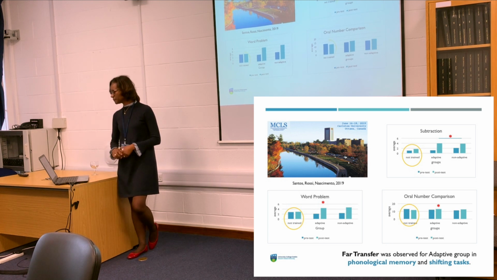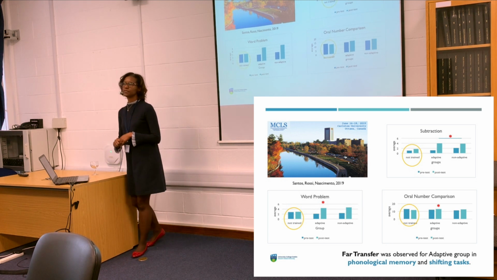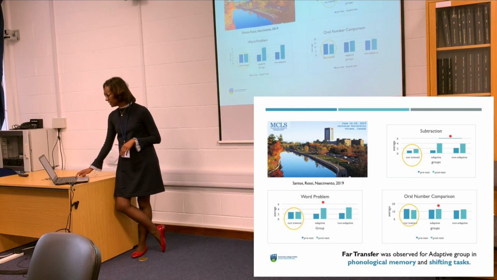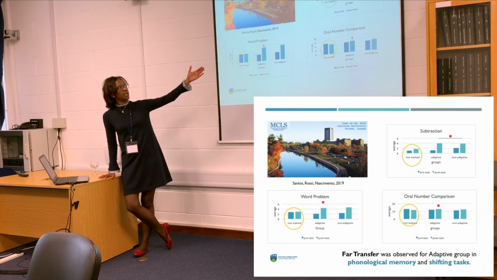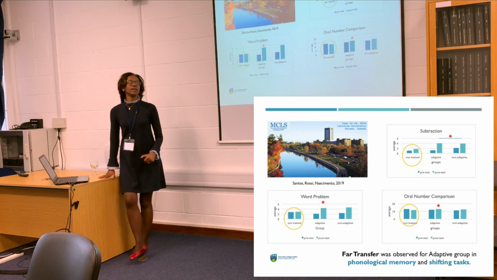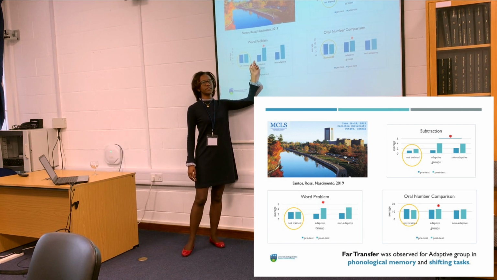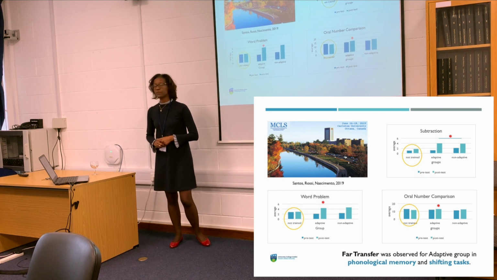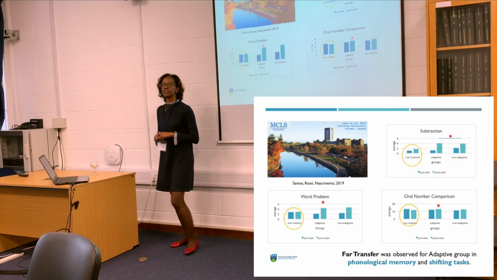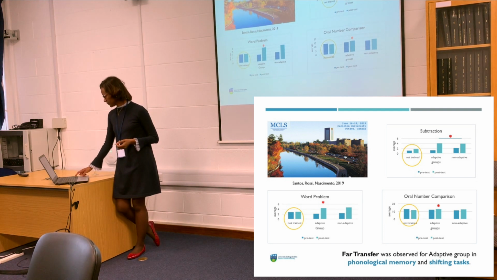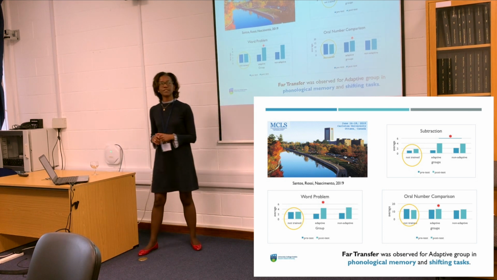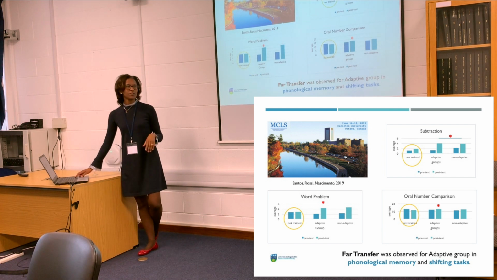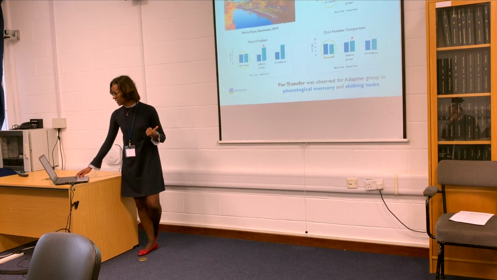The important thing is the untrained group didn't improve, as expected. And when we look at the results, we see that for oral word problems and oral number comparisons, the adaptive group improved from pre-test to post-test. And when we look at subtraction, both groups, adaptive and non-adaptive, improved from pre-test to post-test. We also found far transfer for phonological memory and shifting tasks, but we didn't find any difference on maths anxiety in this study.